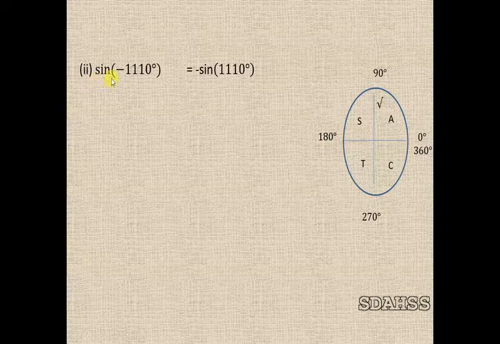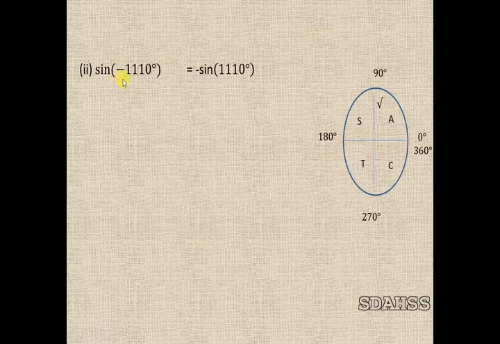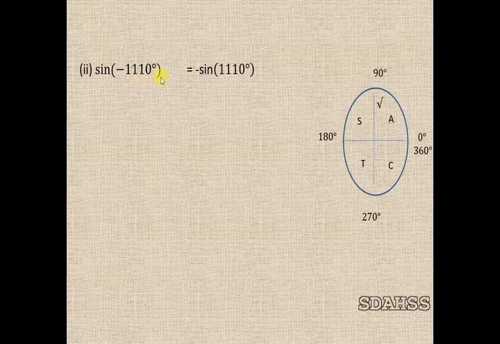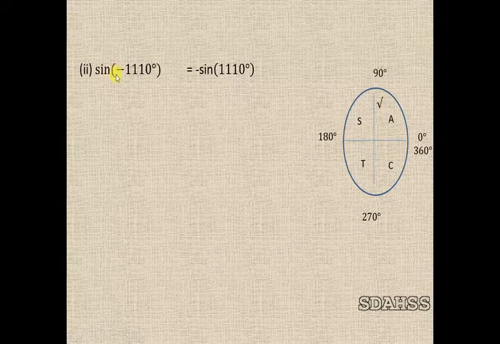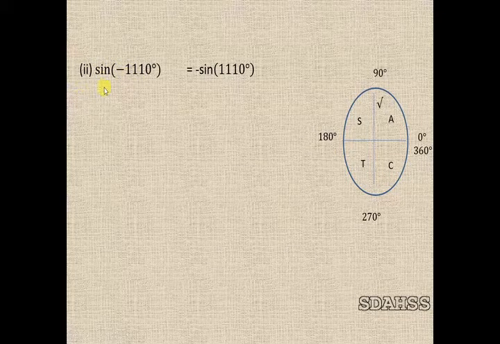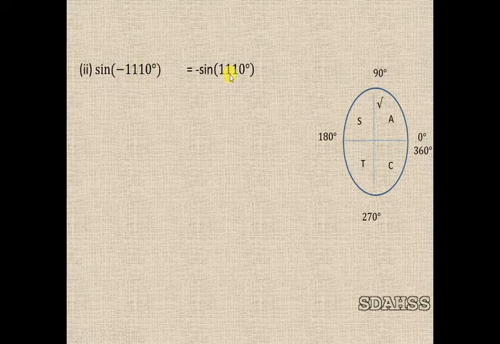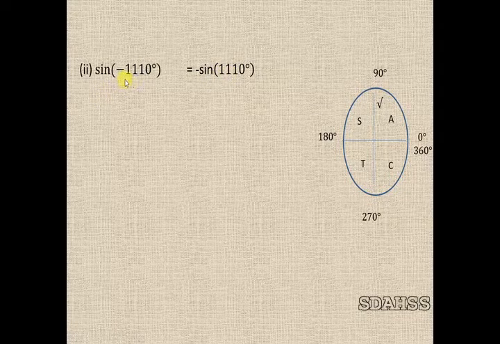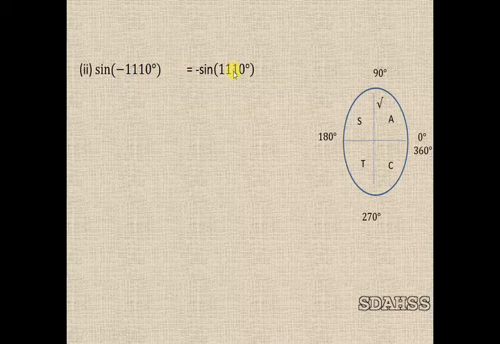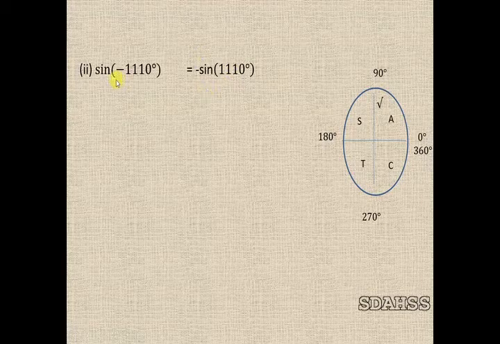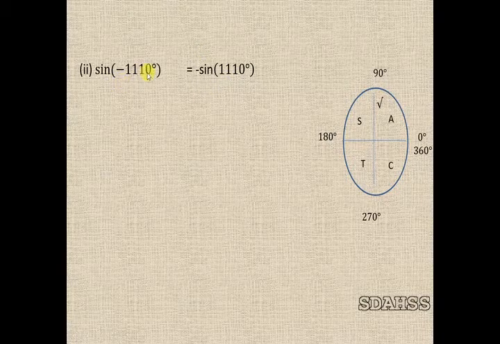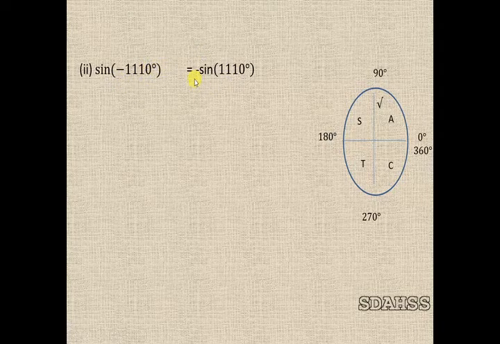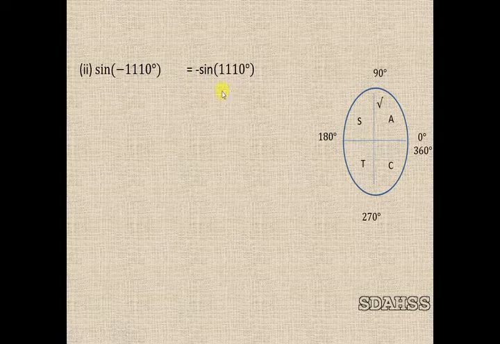Subdivision 2, sin minus 1110 degree. This is in the form of sin of minus theta. Sin minus theta can be written as minus sin theta. So sin minus 1110 degree can be written as minus sin 1110 degree.